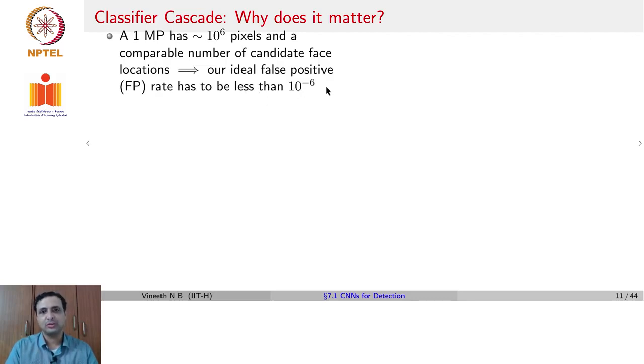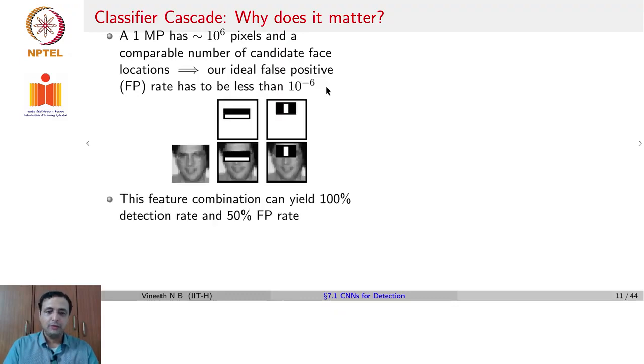So you want your false positive rate to be about 10 power minus 6. If you took these basic Haar filters that we spoke about a few slides ago, this combination would yield a 100% detection rate, but would give you a 50% false positive rate. And it gives you a lot of possibilities of faces. Not all of them would actually turn out to be faces.